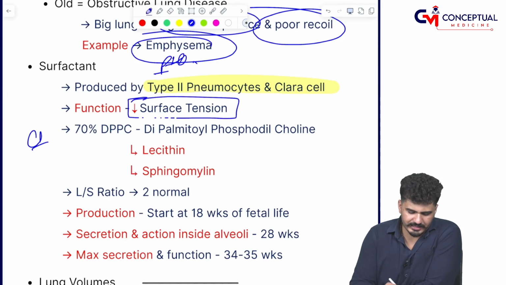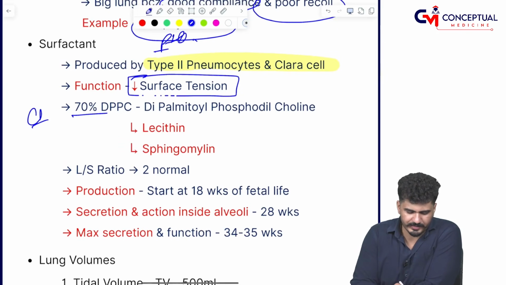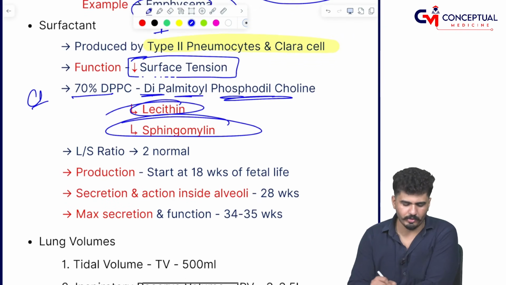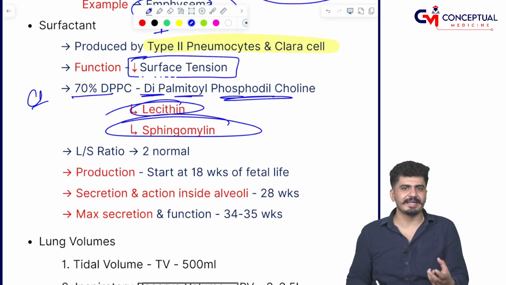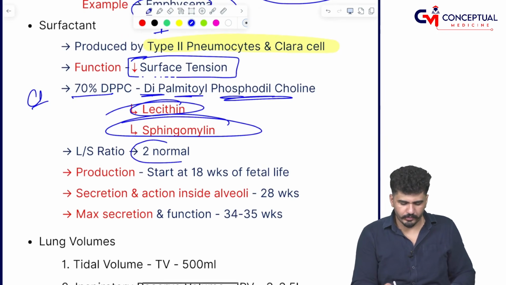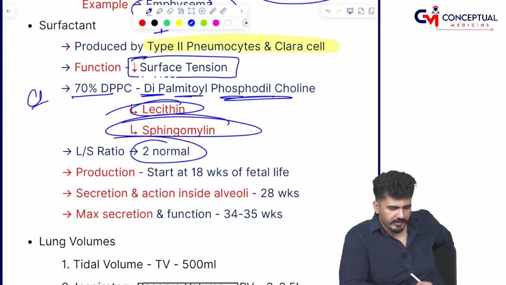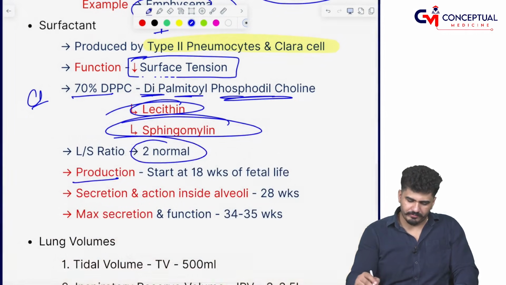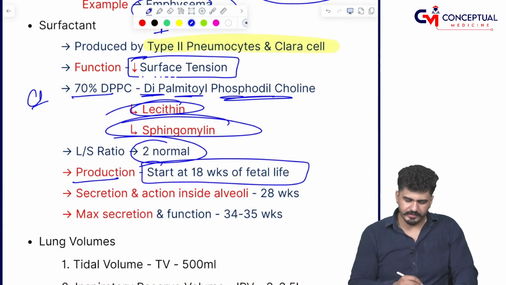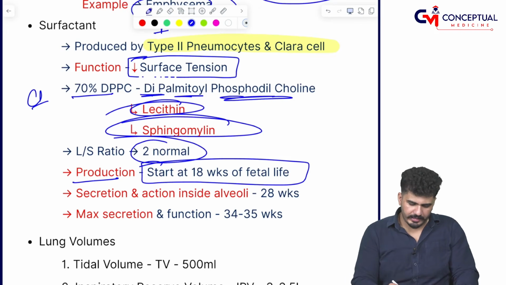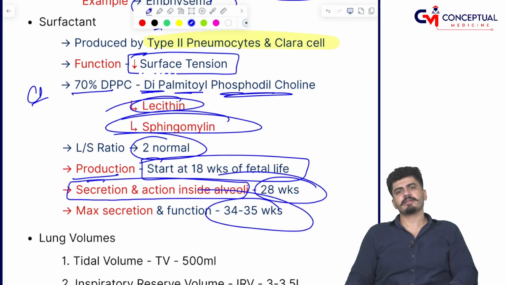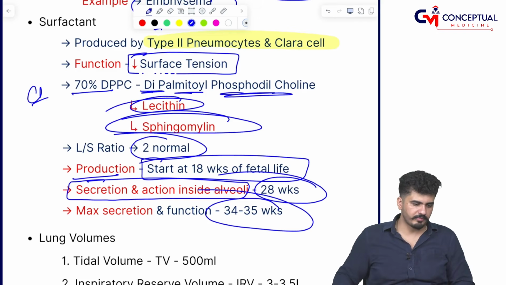Now 70% of it is dipalmitoyl phosphatidylcholine, and the lecithin to sphingomyelin ratio in normal surfactant should be more than 2. The production starts at 18 weeks of fetal life. Then the secretion and action inside the alveoli start at 28 weeks. Maximum secretion and function start at 34 weeks. These are the 3 important things you need to remember for the exam.